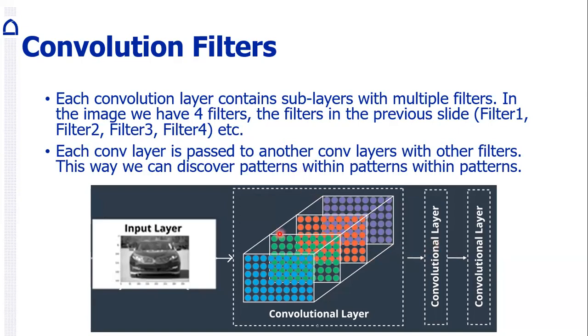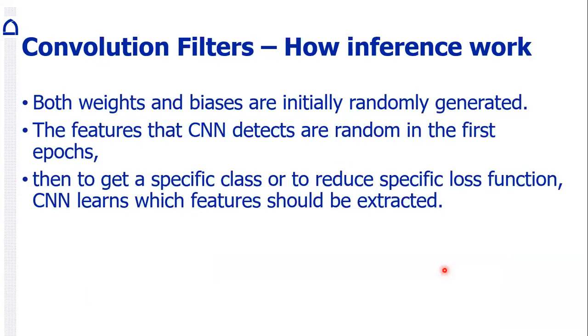Okay, so this is the main concept here: we have features, we have feature maps inside the convolution layer, and we can also have different filters in each convolution layer. They are not the same. I mean, this is how the inference works inside the convolution layers.